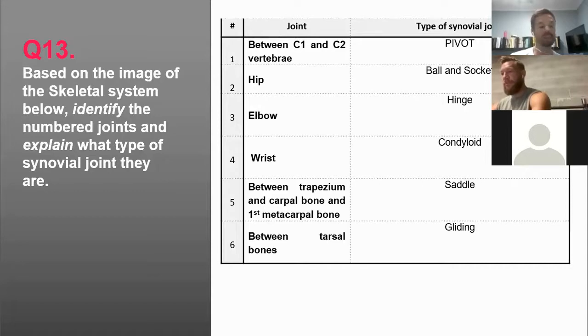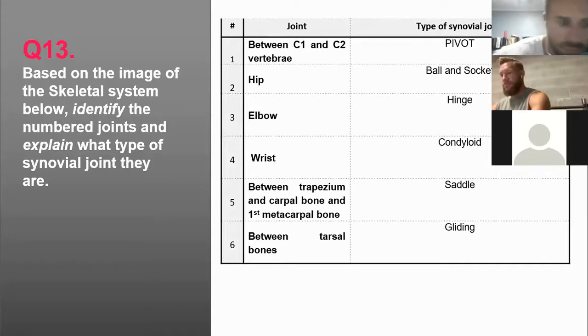A pivot joint allows rotation, right? So that allows us to turn our head from side to side. So it's not the vertebrae at the bottom. The vertebrae in the middle allow our neck to tilt from side to side, but the ones at the top allow our neck to turn from side to side. So that's called a pivot joint.